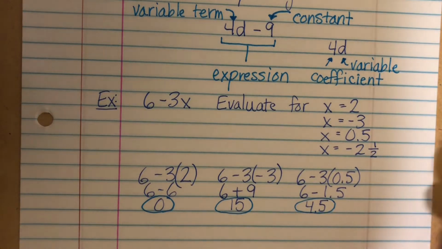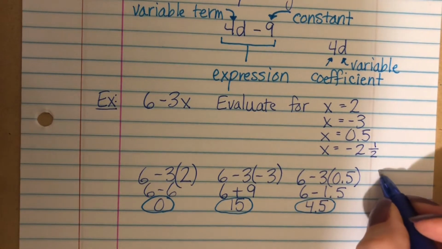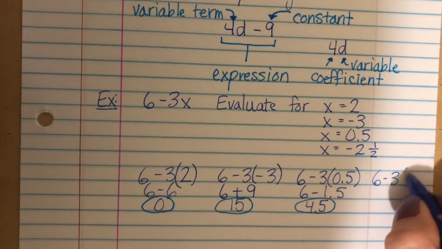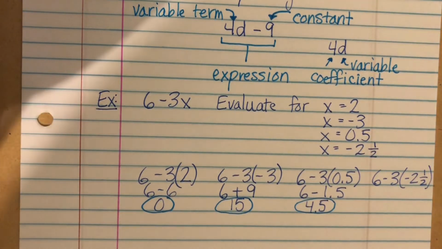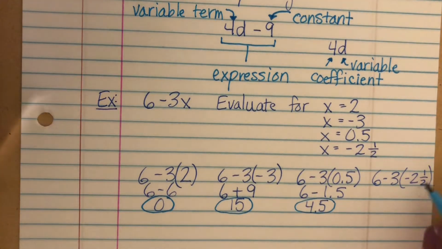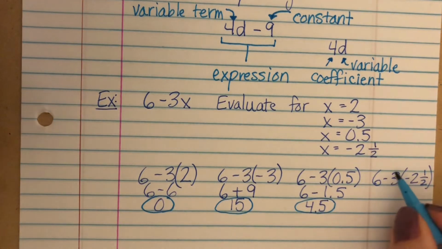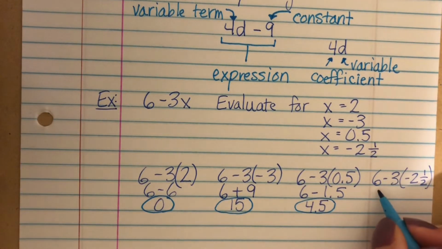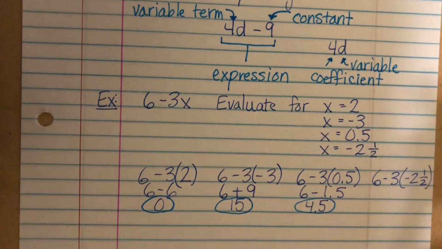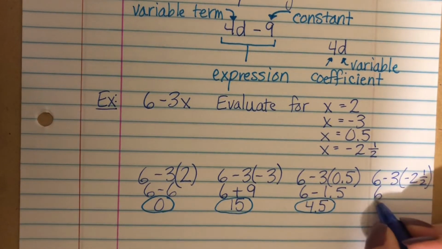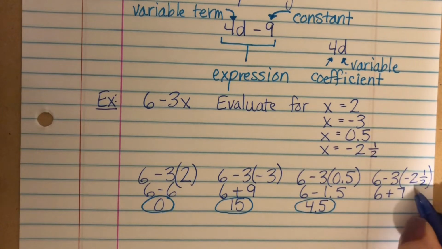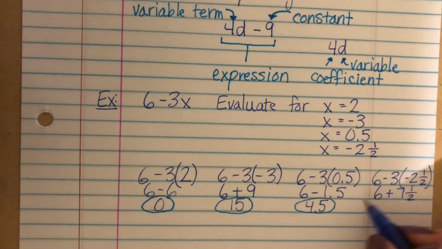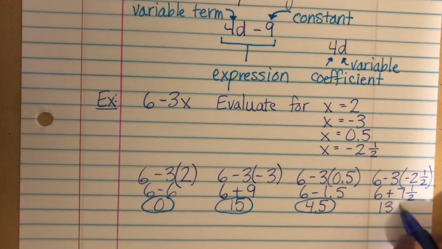All right, last one. So again, we want to think of this as negative 3. And this would be, so negative 3 times negative 2.5 is going to be a positive 7.5. And then we can just add these. This will be 13.5.